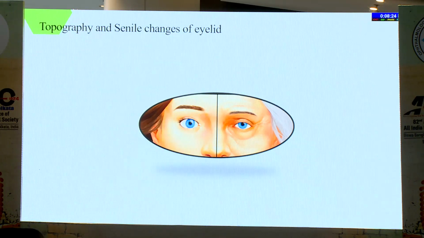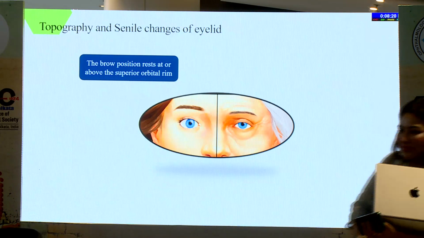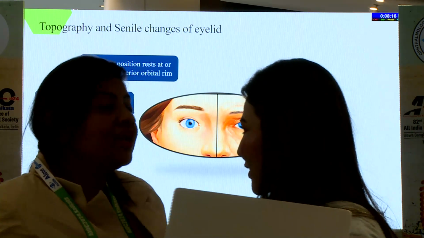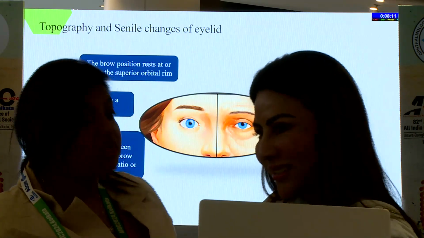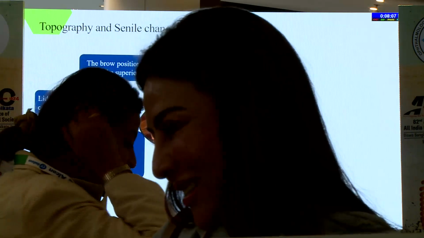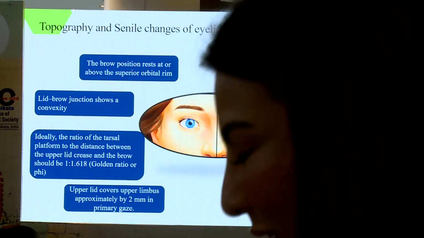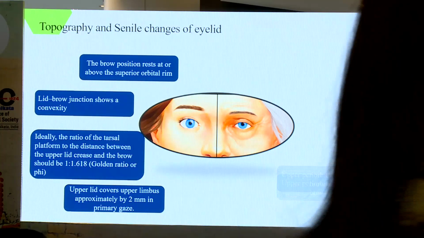So now the topography and the senile changes of the eyelid. In young age, the brow position rests at or above the superior orbital rim. The lid brow junction shows a convexity, and ideally the ratio of the tarsal platform to the distance between the upper lid crease and the brow should be 1.16, which is the golden ratio. And the upper lid covers the upper limbus approximately 2 mm below in the primary gaze.